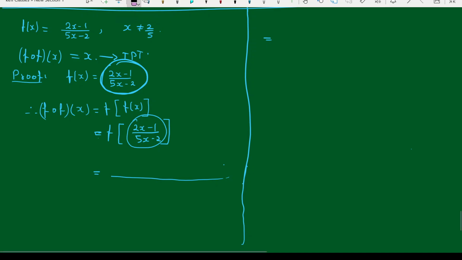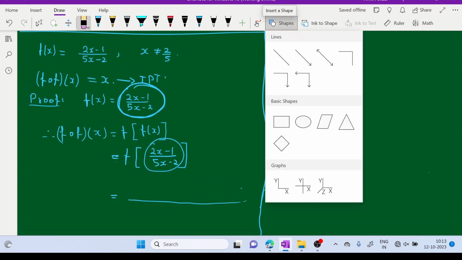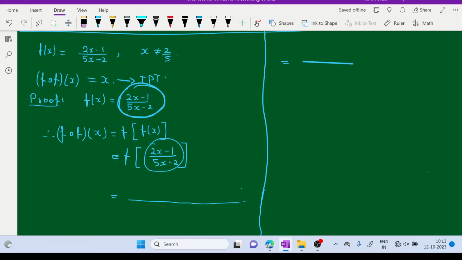At present I require many things over here. Okay, so now pay attention. This is the function, and the x over here has to be replaced by (2x minus 1) upon (5x minus 2). So the function is (2x minus 1) upon (5x minus 2), and in that function x has to be replaced with (2x minus 1) upon (5x minus 2).